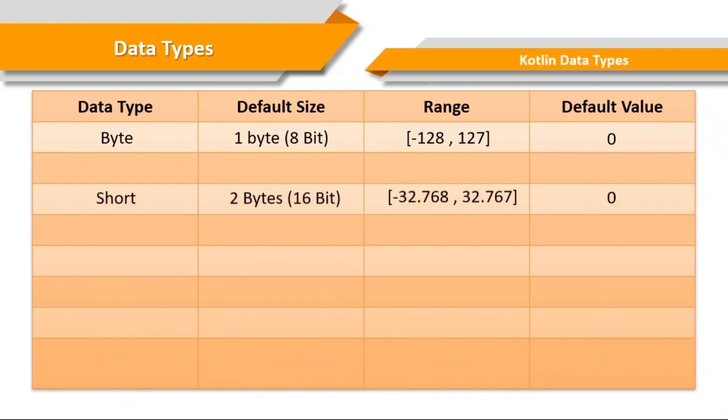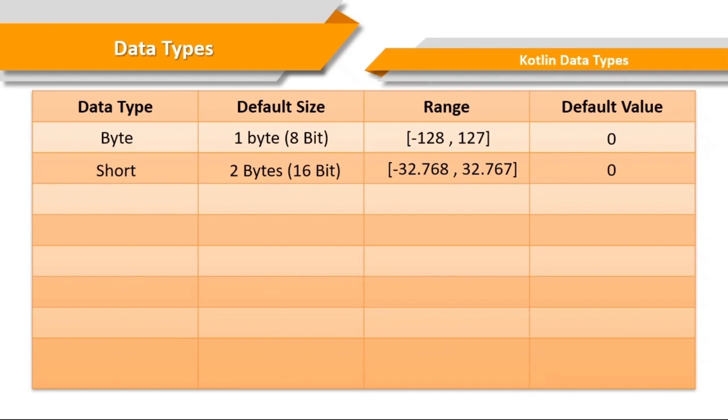The short data type is a 16-bit signed 2's complement integer. Similar to byte, use short to save memory in large arrays in situations where the memory savings actually matters. Now this has a minimum value of -32,768 and a maximum value of 32,767 inclusive. Also, the default value of short is 0.